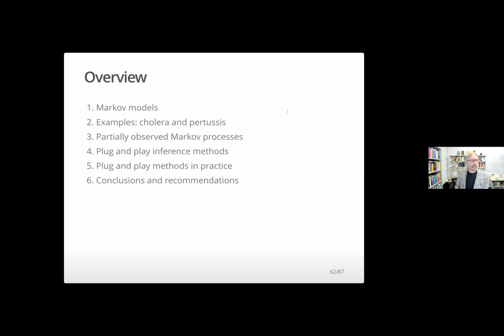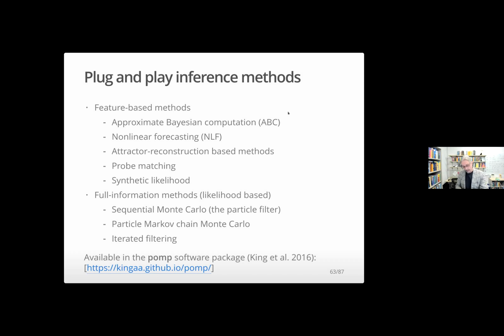So let's talk a little bit about some of the methods that are available to us. I can divide those methods into two basic categories. There are methods that are based upon features of the data, and there are full information methods that are based upon the full likelihood. Feature-based methods include a number of methods that you have probably heard about or even worked with, including approximate Bayesian computation. There are some nonlinear forecasting methods and attractor reconstruction-based methods. Probe matching and synthetic likelihood have also been developed to do this.